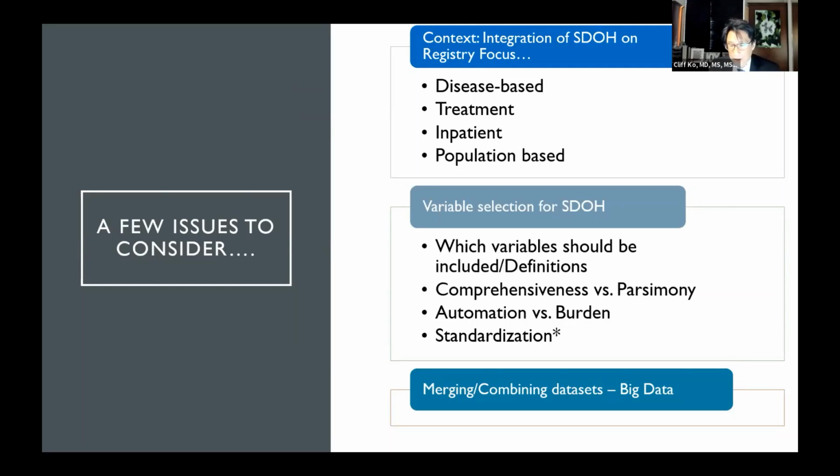So this is not really a talk on how to develop a registry, but there are certain things to think about. What's the context of social determinants on the registry focus, whether the registry focus is disease-based, like a cancer registry, or treatment-based, like a surgical registry; the population of patients, inpatient, outpatient, a health system, or if it's really population-based and we're just taking a broad swath of a city, a state, a region; and how would we get social determinants in there, and how do we integrate it into the data?